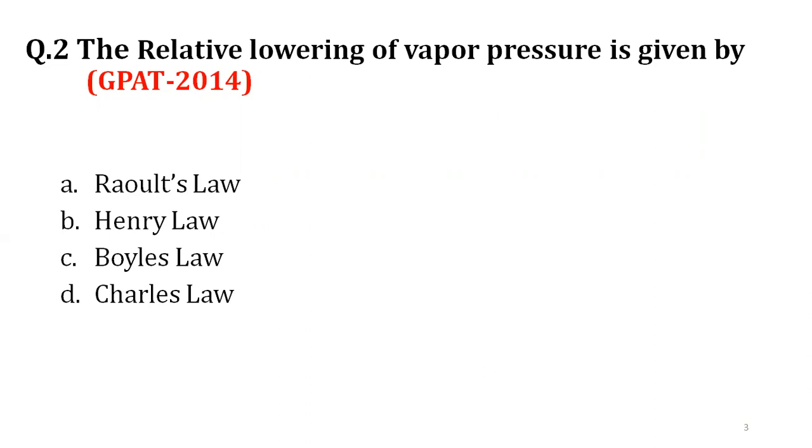Second question: the relative lowering of the vapor pressure is given by. This question was asked in GPAT 2014. Option A Raoult's law, B Henry's law, C Boyle's law, and D Charles's law. The correct option is A, Raoult's law. Raoult's law states that in an ideal solution, the partial vapor pressure of each volatile constituent is equal to its mole fraction multiplied by the vapor pressure of the pure component. So it is related to the vapor pressure, Raoult's law.